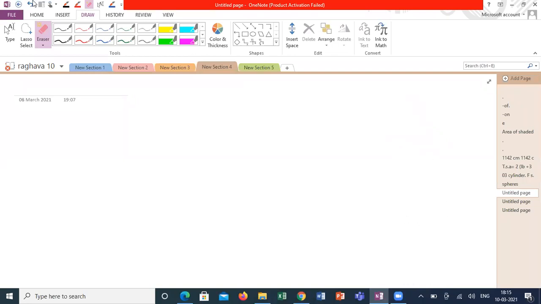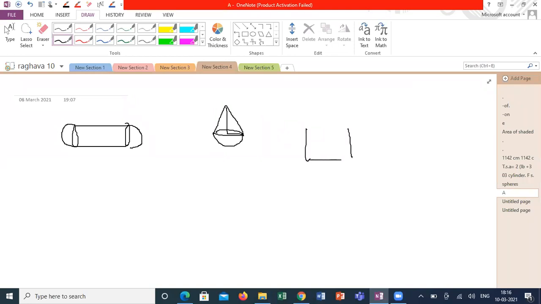Now we'll see the combinations. Combinations means suppose there is a capsule, surface area of the combinations. They may ask this kind of figures. There is a capsule and both the ends are closed with hemispheres, or there is a toy. The toy is in such a way that the bottom is a hemisphere and the top is a cone, or a conical tent.